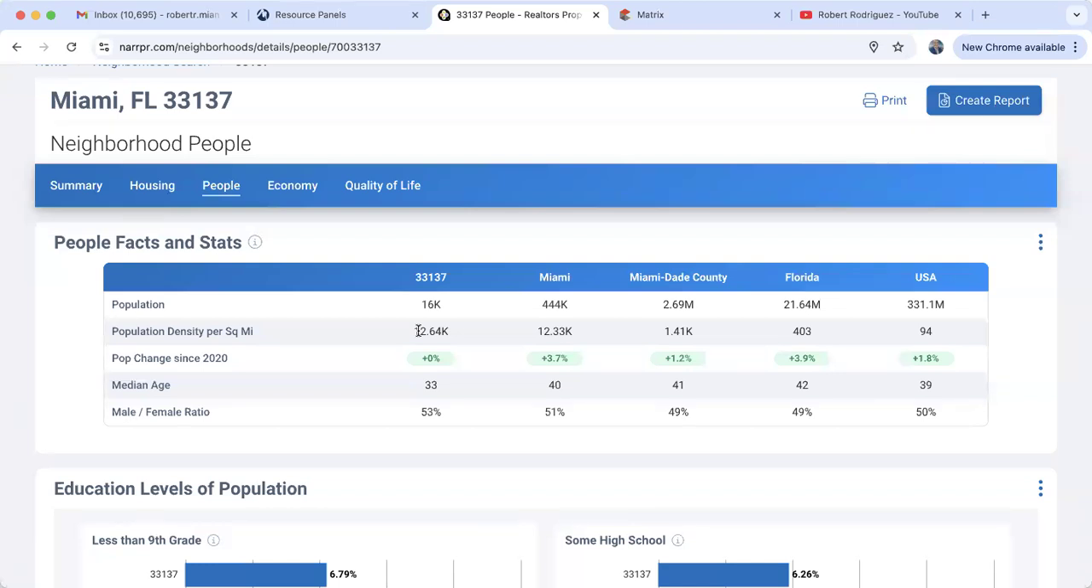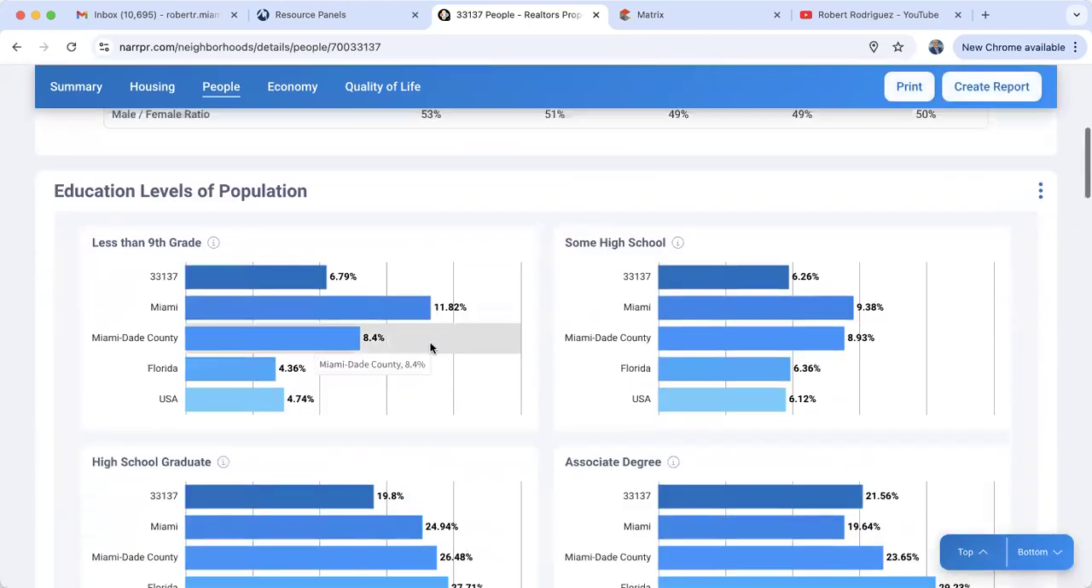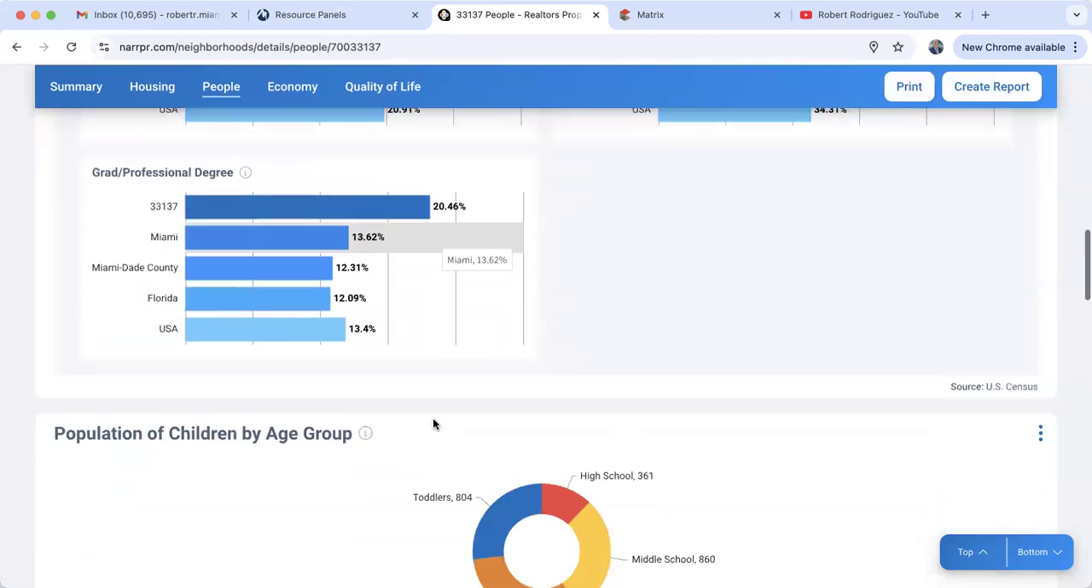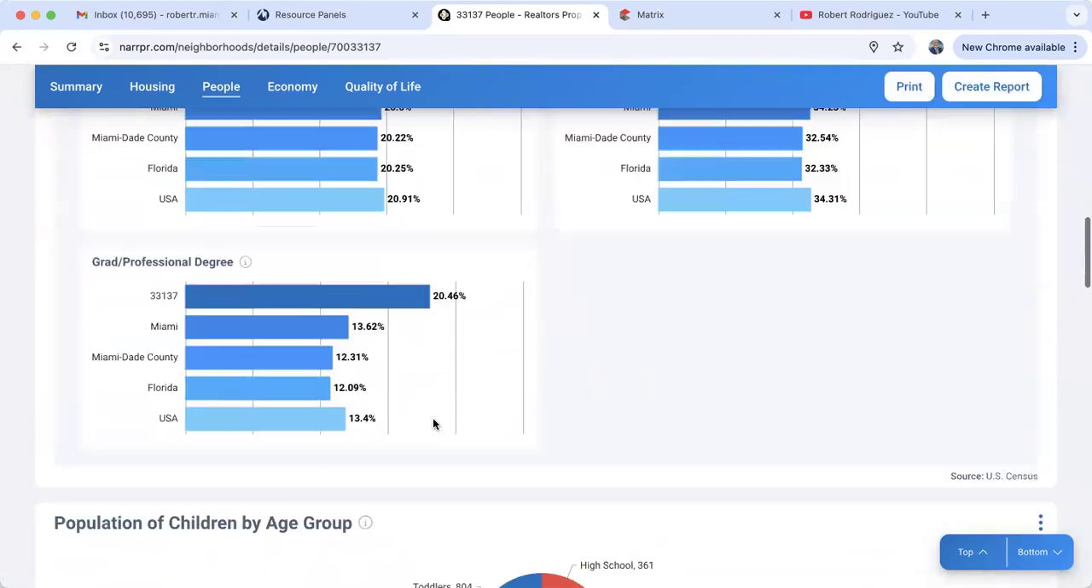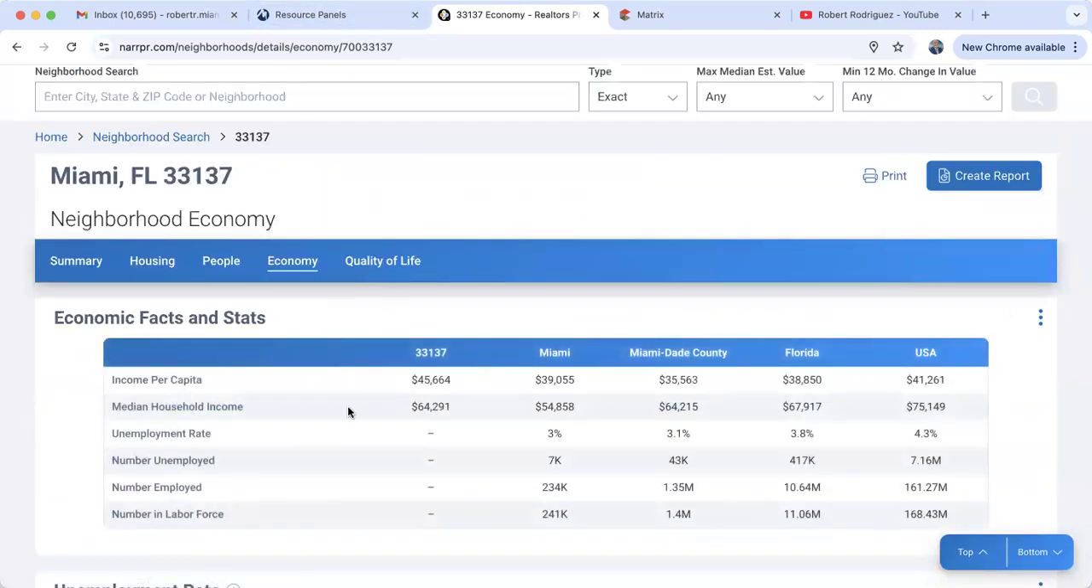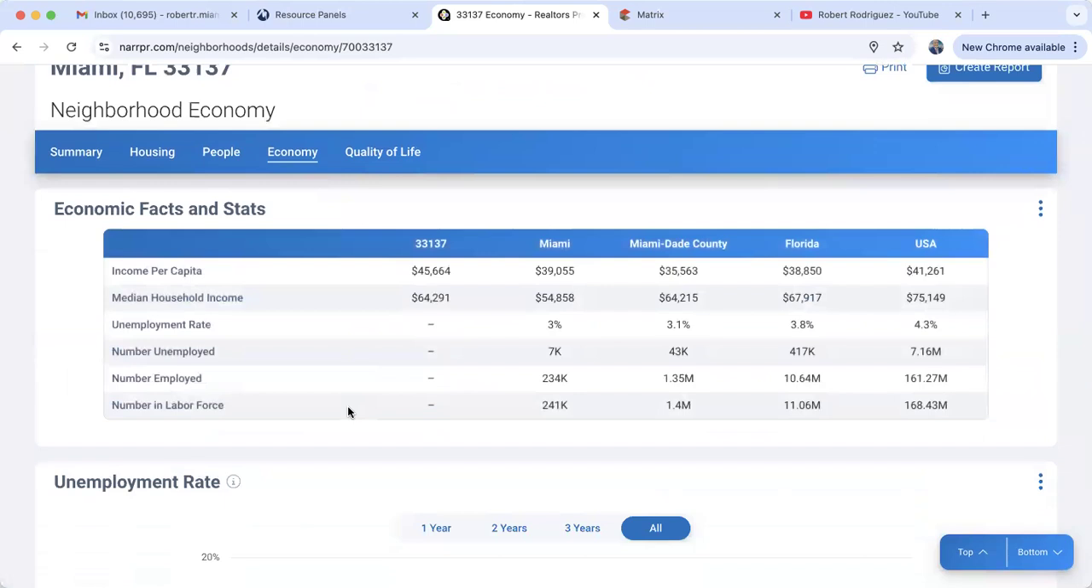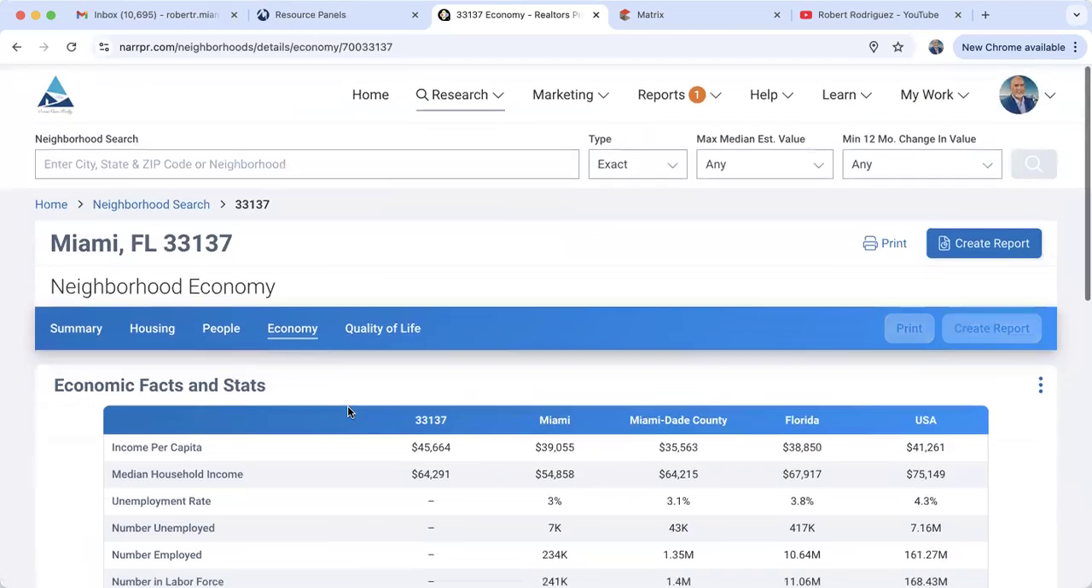All right, I'll tell you why. The zip code has primarily condo buildings. So it's a vertical community, meaning that you're going to have more people packed into a zip code than a rural area or a single family home dominated zip code. So you do have a lot more people. And then you have here education levels of population, and you have more information about the people who live here. And then you can go and study the economy, the median household incomes, and the incomes per capita, unemployment rate, things of that nature.